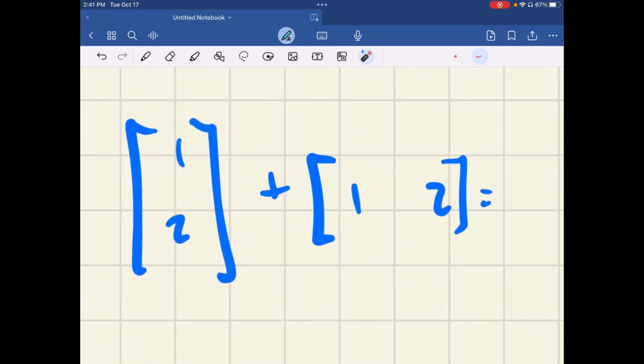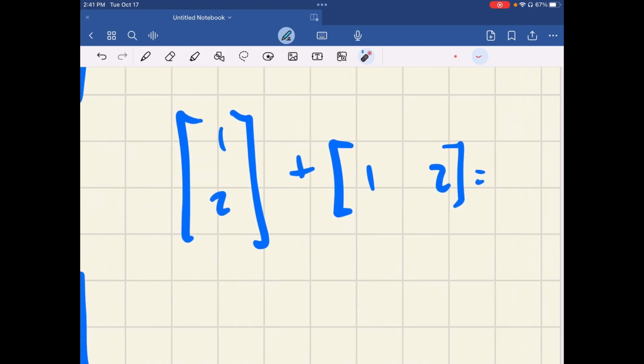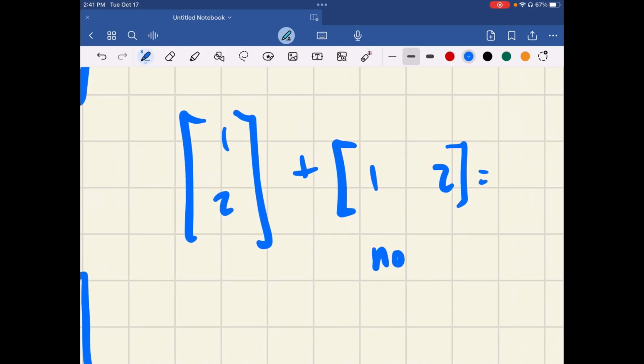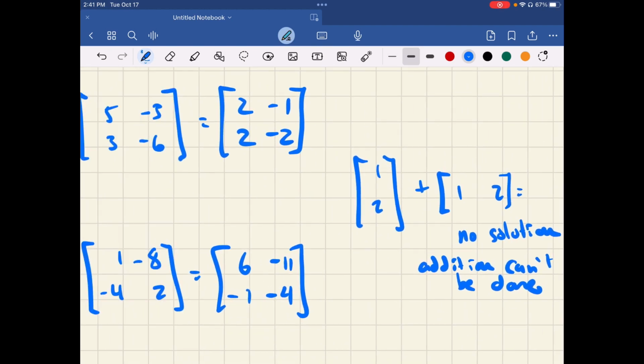Now, an example like this one right here. I have a 2 by 1 and a 1 by 2. Again, the idea is that I'm going to take the corresponding spots. So what's in the top part of it, was it the 1 or is it the 2? Because we don't know, and this 1 and this 1 are not technically in the same location, I can't add them together. So this particular one would have no solution because the addition can't be done. So when I'm adding and subtracting, the rule is the dimensions have to be the same.